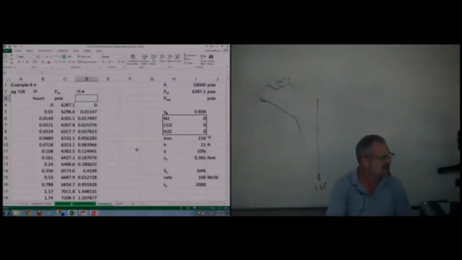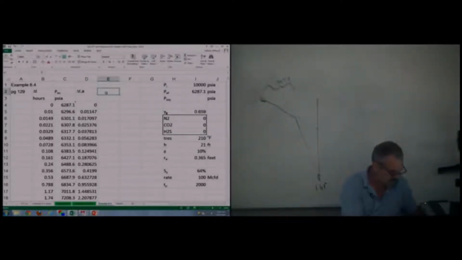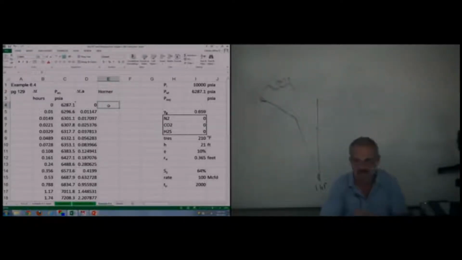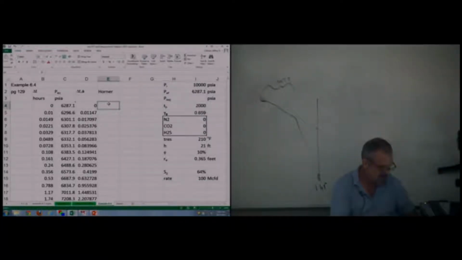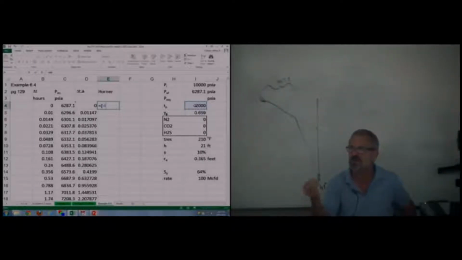Okay, Horner time. T sub P plus delta T divided by delta T. What's my T sub P? 2,000. Let's move it up a little bit, it's so important. Equals T sub P. That's how many hours I produce the well at 100 MCF a day. Okay? That's my time produced.